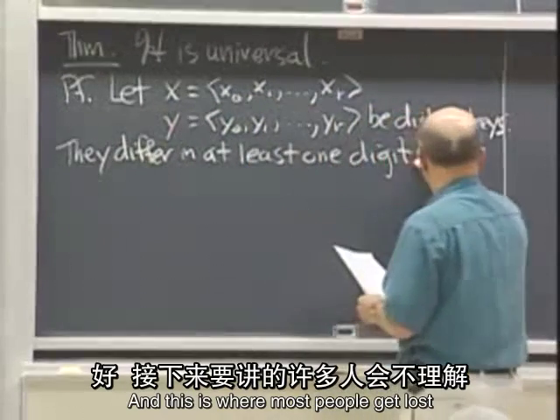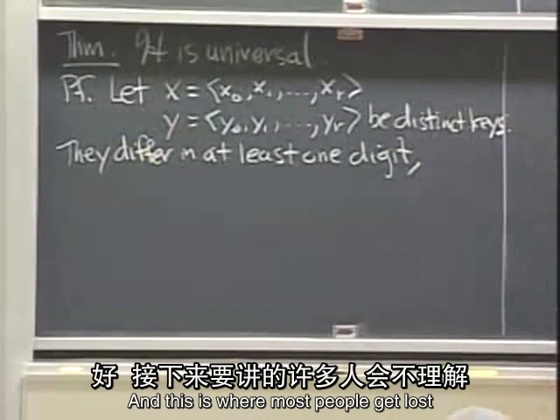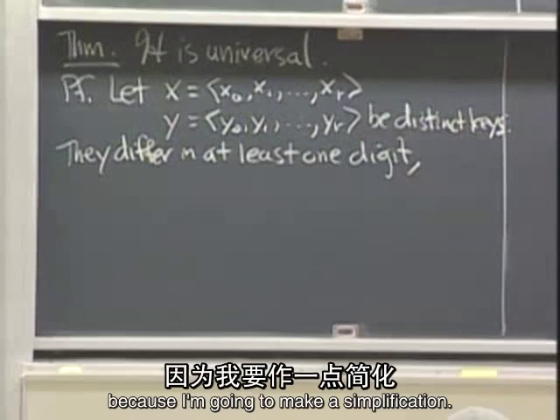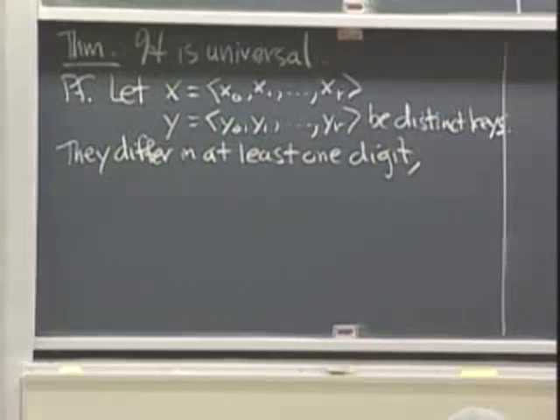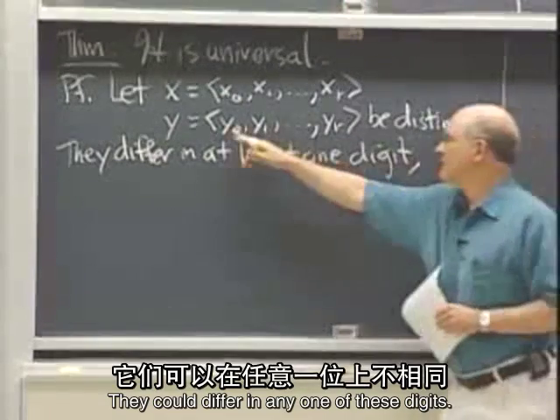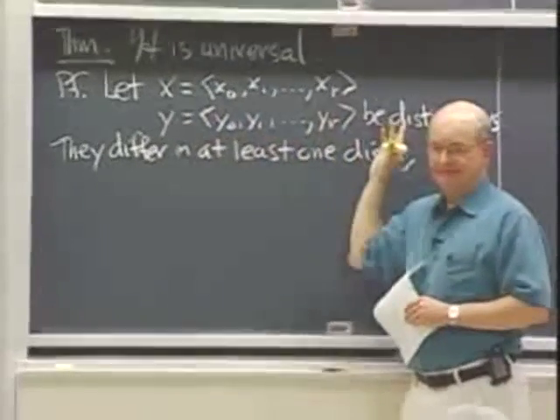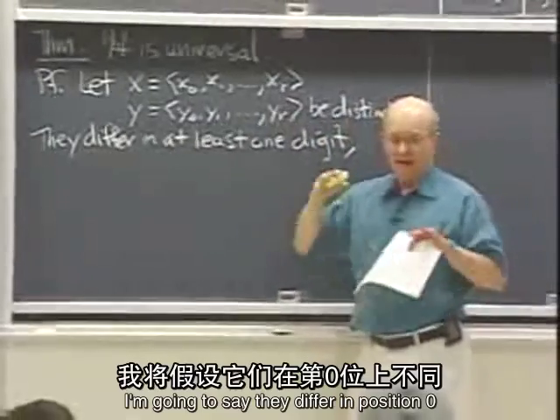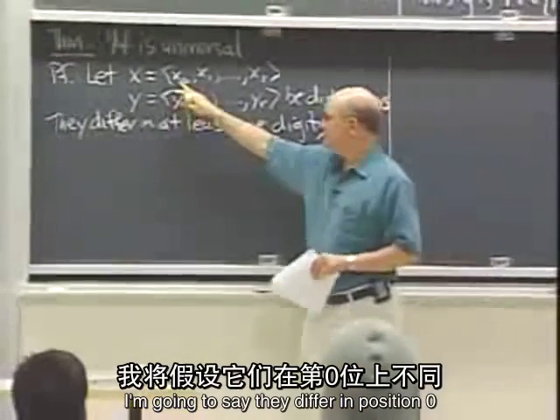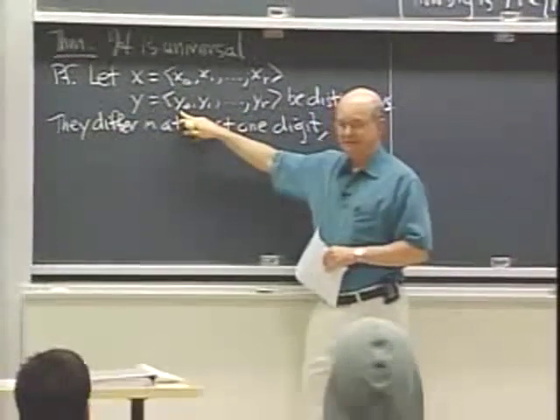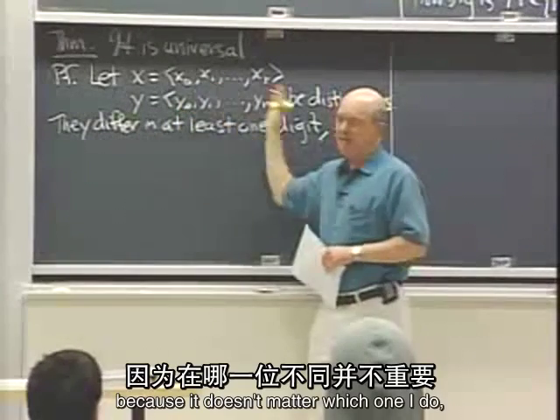Okay? And this is where most people get lost, because I'm going to make a simplification. They could differ in any one of these digits. Okay? I'm going to say they differ in position 0. Okay? Because it doesn't matter which one I do.